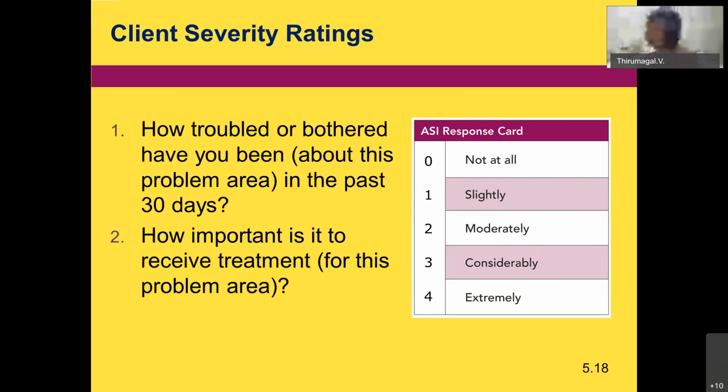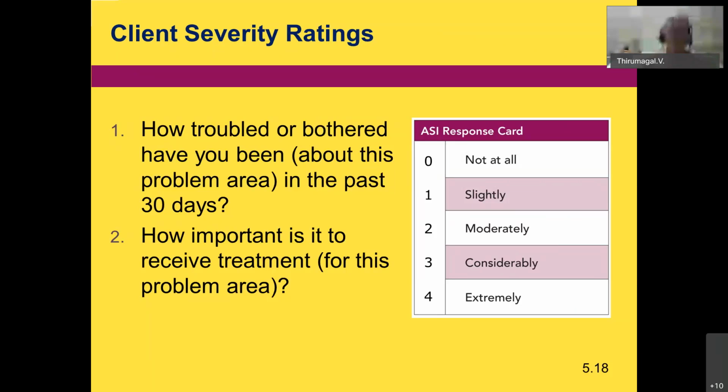Let's look at medical status. Can you open your ASI? If you look at M6, you asked him, how many days have you experienced medical problems in the past 30 days? Like this, we've asked many questions. The last question is, how many days in the past 30 days did you have medical problems? Remember, only medical problems.